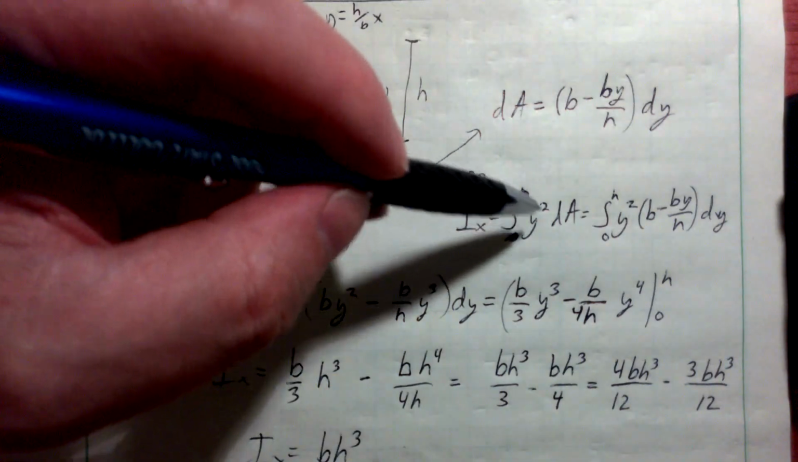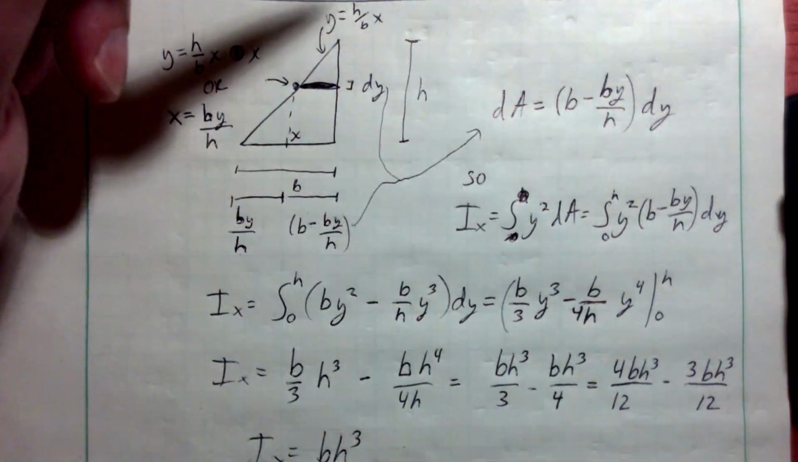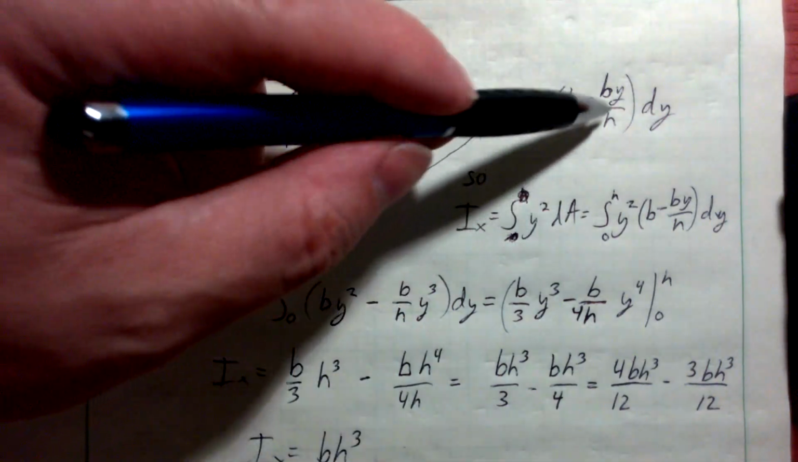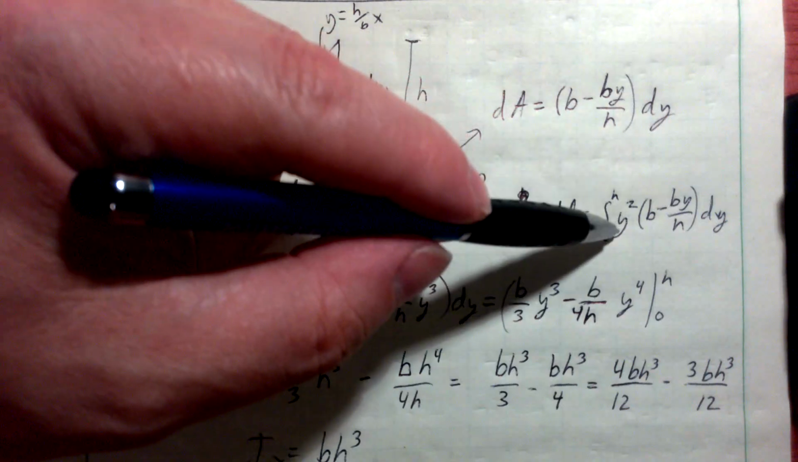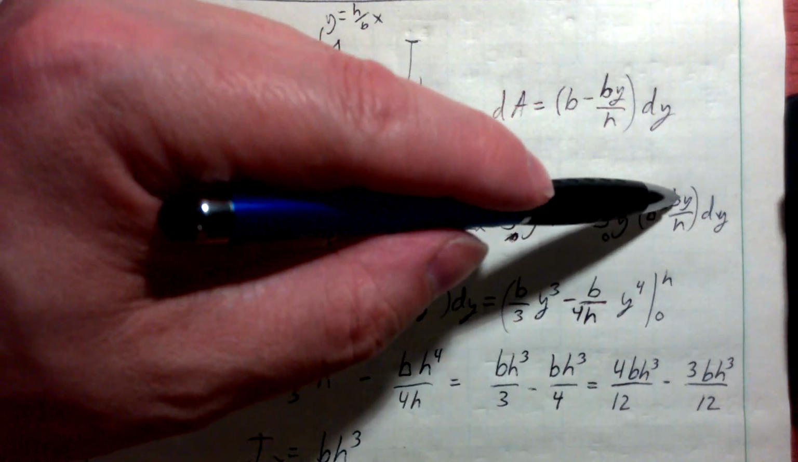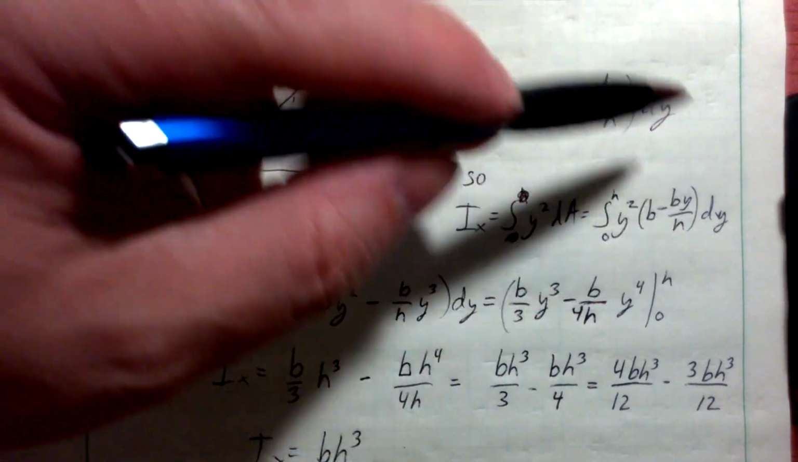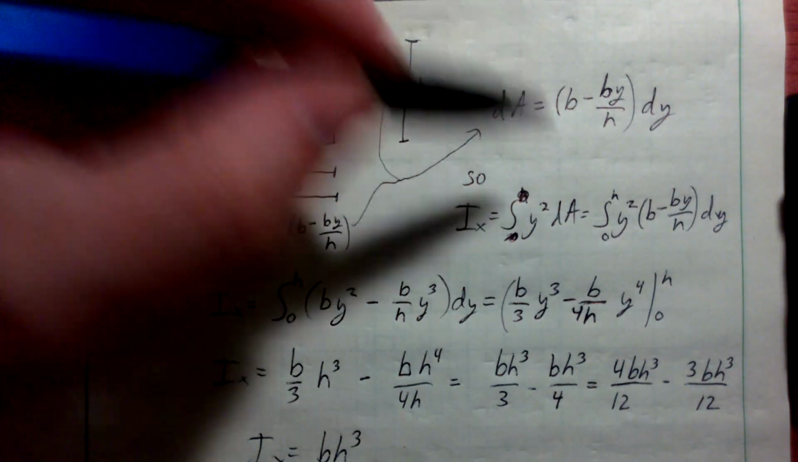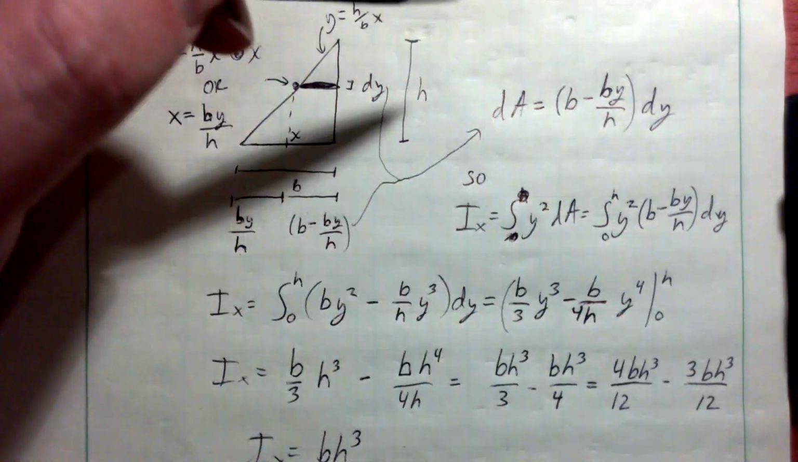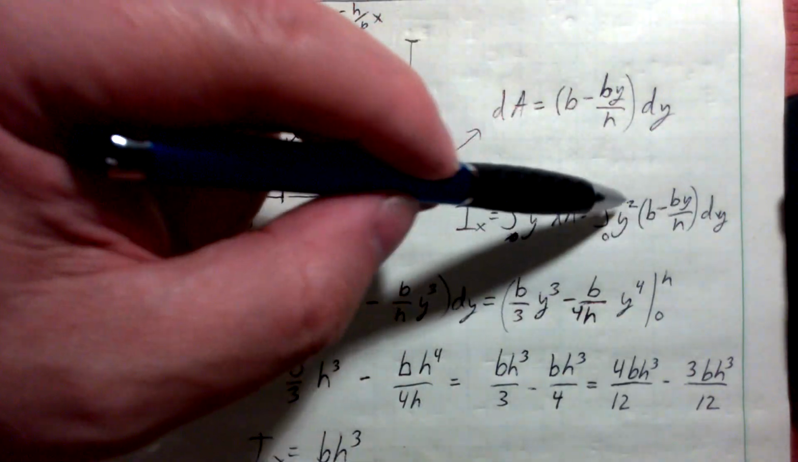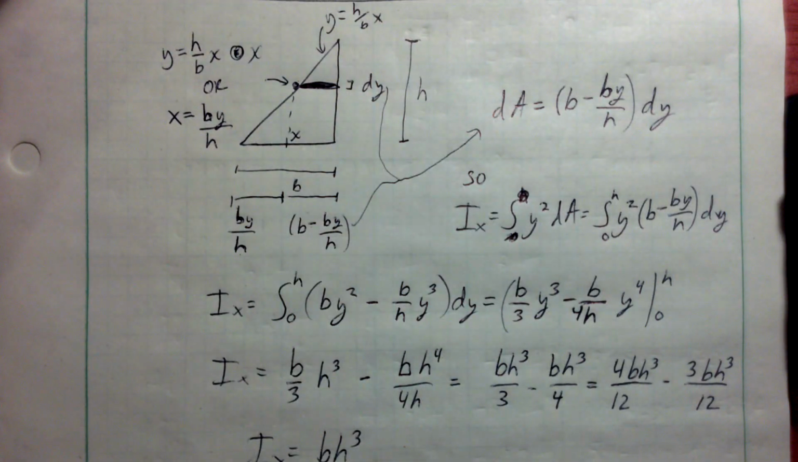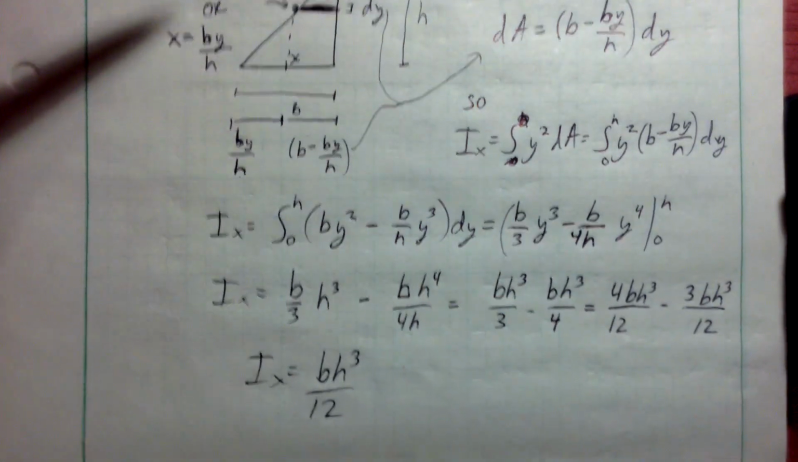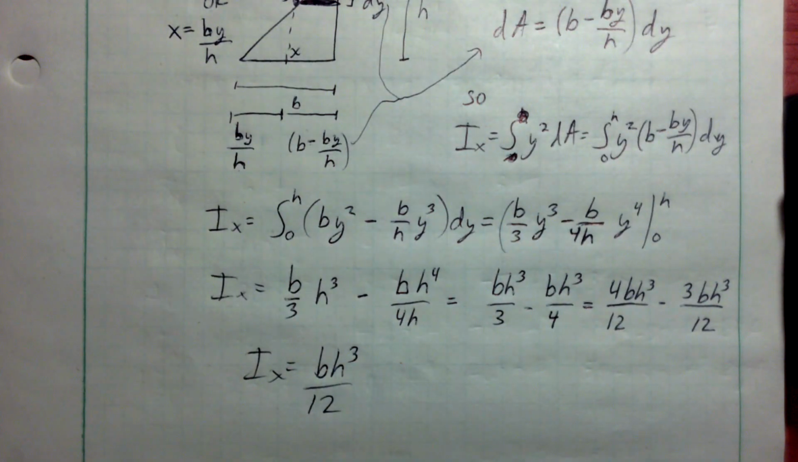So if I take Ix is equal to the integral of y squared with respect to area, then I can substitute this in for the differential area. This is the integral of y squared times the quantity b minus by over h with respect to y. And then this is a single variable calculus problem we can solve. b and h are constants. And you can see the solution. That works.